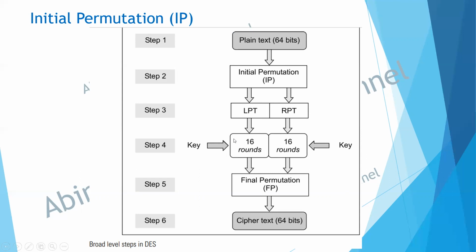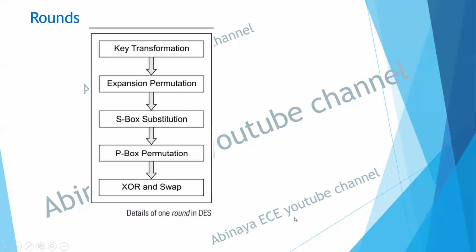In the end, LPT and RPT are rejoined, and a final permutation is performed on the combined block. So after the 16 rounds, we get the final permutation. The result of this process produces the 64-bit cipher text. So we do the initial permutation, and after that the final permutation, and after the final permutation we get the encrypted cipher data.